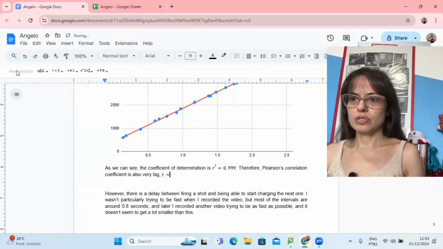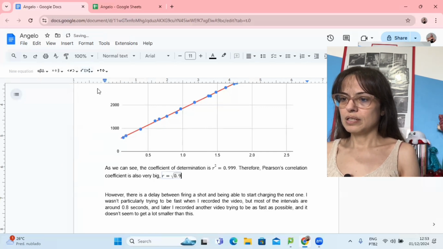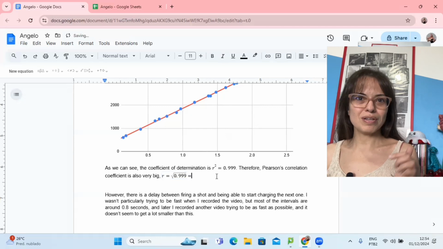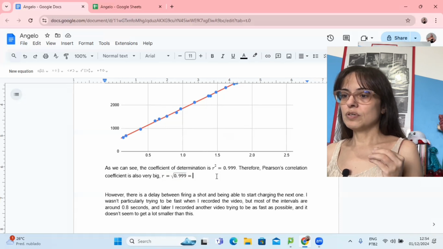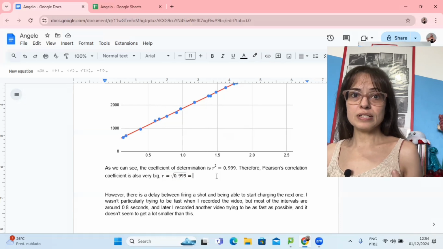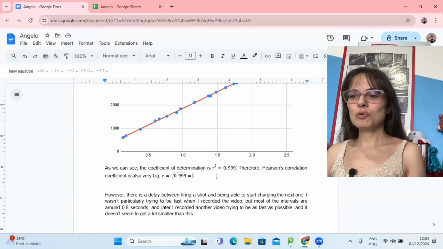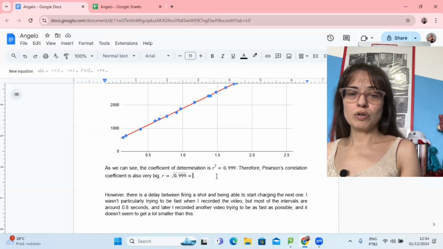R equals the square root of 0.999, and I really should say what that is equal to, but I don't feel like doing that right now. I'll do it later. And there is an obvious comment to be made here. The reason why it's not perfect, it's not 1, it's 0.999. And the blue points are not all on the red line, even though they are very, very close. It's really good, but it's not perfect.